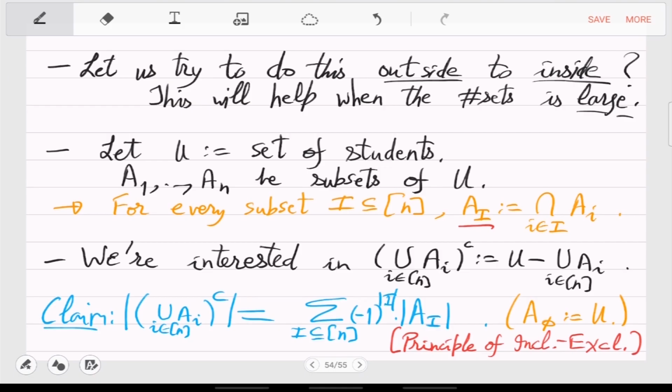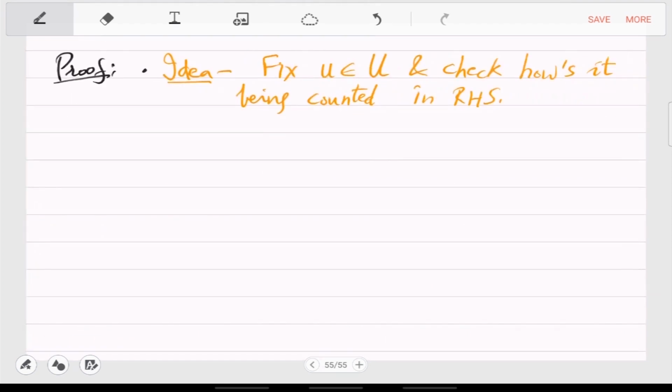Is that clear? That is a very special thing, because the RHS seems to be an arbitrary expression. It could have been any count. It could also have been a negative count, for all you know. But we will show that actually everything balances out. And ultimately small u, the element you have fixed, will be counted exactly 0 or 1, depending on whether it is not in the complement or in the complement.